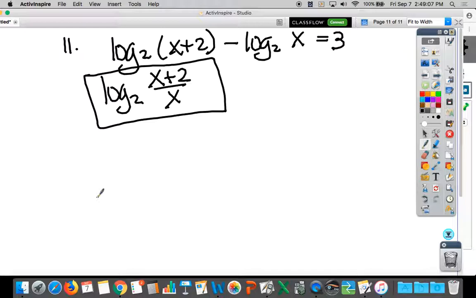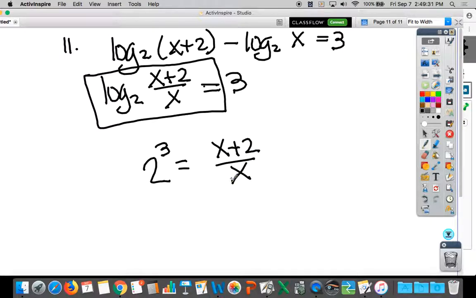So what do I do? Well, what am I going to take? Use your single log, set it equal to 3. Now, how am I going to solve that? 2 to the third equals (x plus 2) over x. Change it from log form to exponential form. 2 to the third equals that. So that is 8 equals (x plus 2) over x.